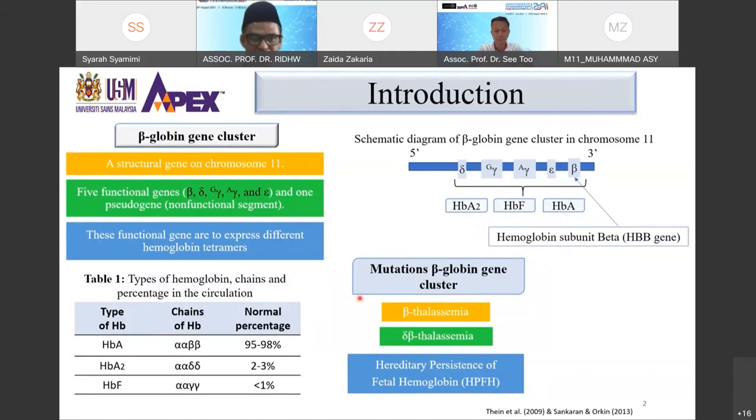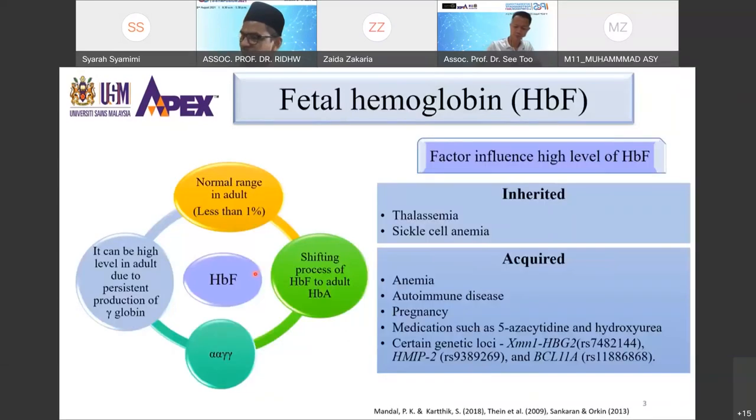The defection or alteration of the beta globin gene cluster will lead to mutation of the beta globin gene cluster, such as beta thalassemia, delta beta thalassemia, hereditary persistence of fetal hemoglobin, known as HPFH. This situation will lead to the influence of HbF level.